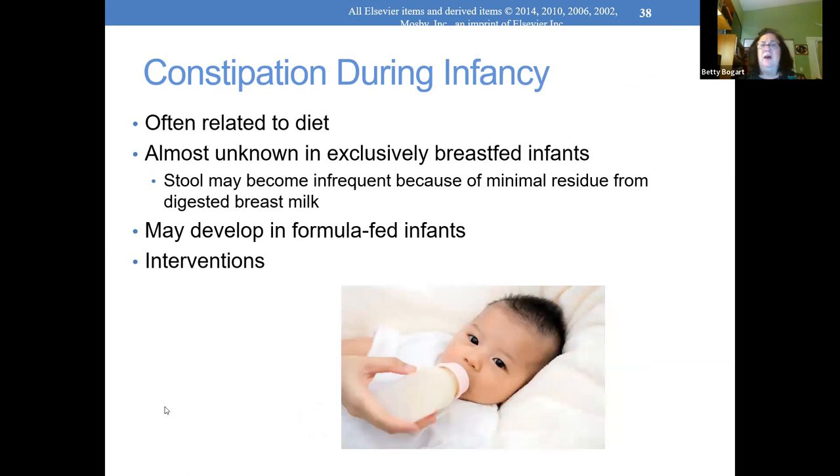So I mentioned constipation, breastfed versus formula. We know with formula, they tend to be more constipated. What do we do? We just keep feeding them. Sometimes a physician will add medications depending on the severity of the constipation. Some of them will have them maybe put a juice in there earlier, but that's up to every pediatrician. They all do things a little bit differently.